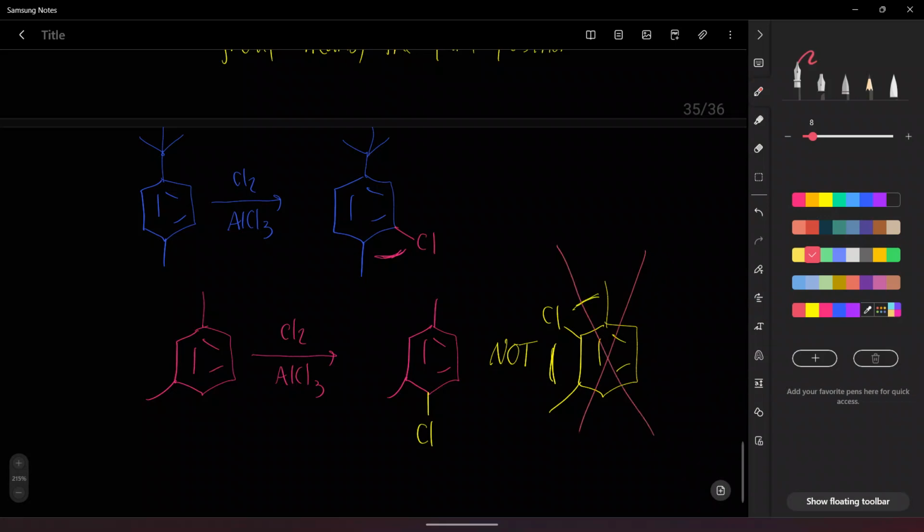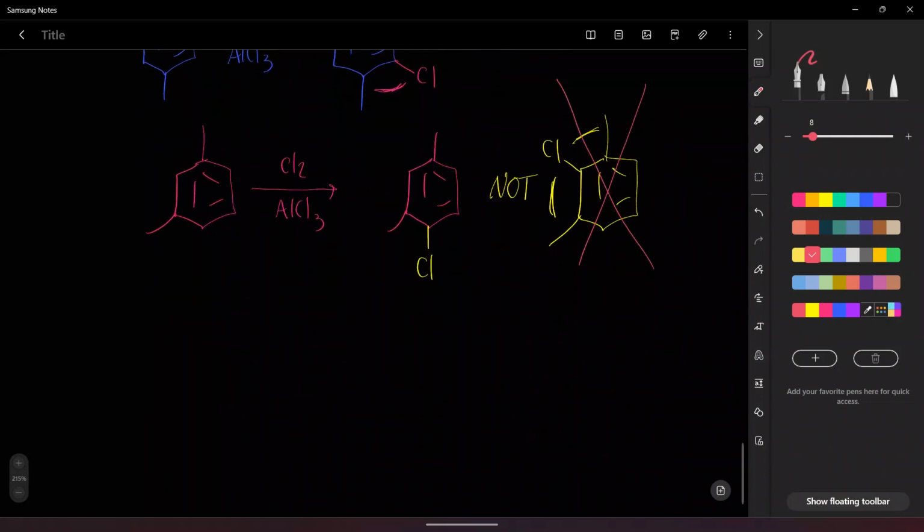So those examples are pretty few and far between. But just know that usually para is preferred unless putting it para forces you to be close to a very large group.